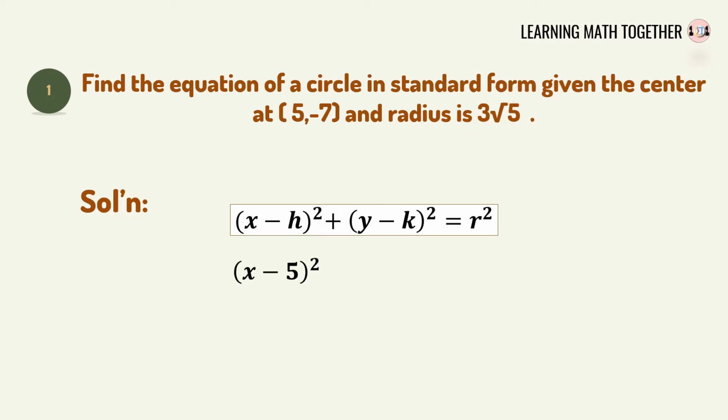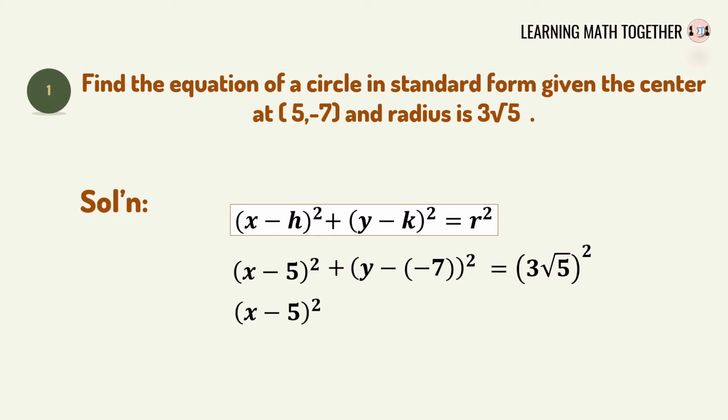So we have here (x - 5) squared plus (y - (-7)) squared, and then let's also substitute the value of the radius, that is (3 square root of 5) squared. And then let us just simplify this equation. We just have to copy (x - 5) squared, and then let us simplify y minus -7. Let us change the sign of the subtrahend, so minus and negative becomes positive. There we have (y + 7) squared, and then 3 square root of 5 raised to 2.